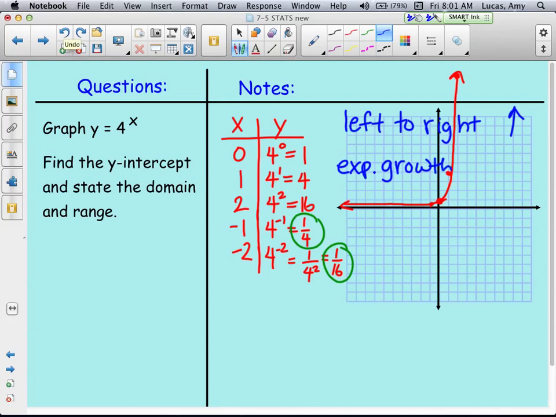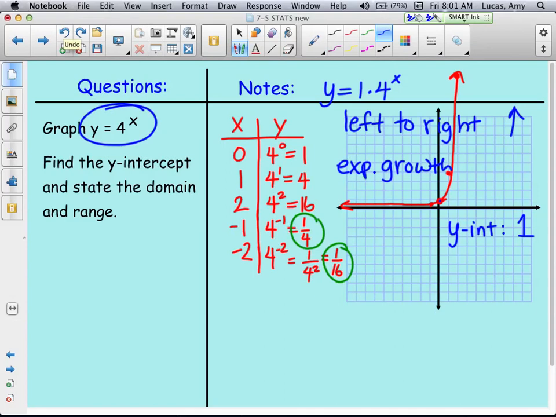If you look at our equation over here, y equals 1 times 4 to the x power would be equivalent. So a is greater than 0 and b is greater than 1, so it's exponential growth. Now we need to state the y-intercept, domain, and range. Well, my y-intercept was 1. That's where my graph crosses the y-axis.